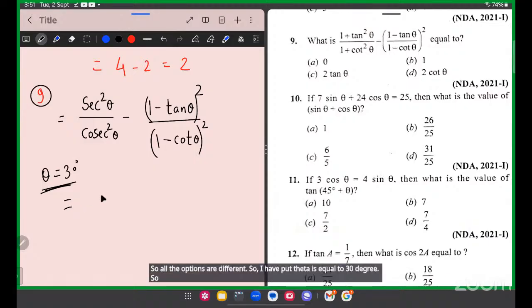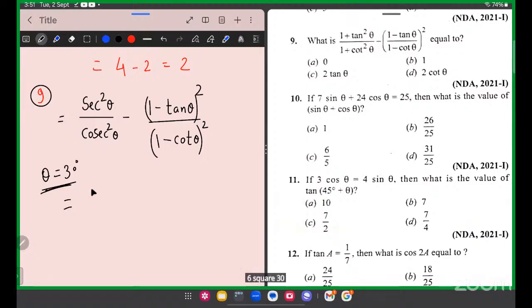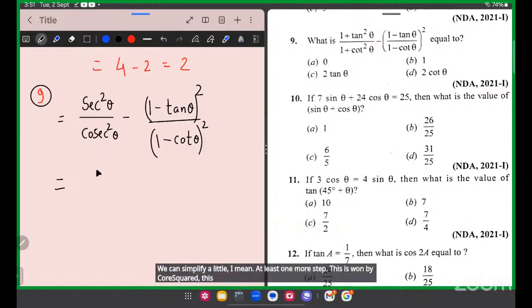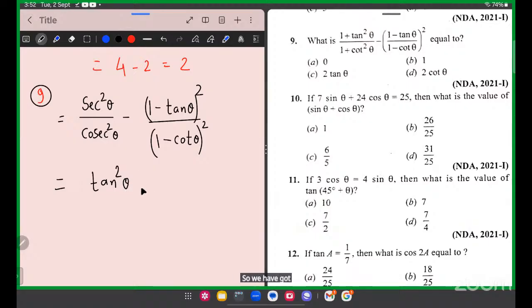So what is sec square 30? Or maybe we can simplify a little, at least one more step. This is 1 by cos square. This is 1 by sine square. Sine square by cos square is nothing but tan square. So we have got tan square theta minus 1 minus tan theta divided by 1 minus cot theta. Right? Now just simplify it.